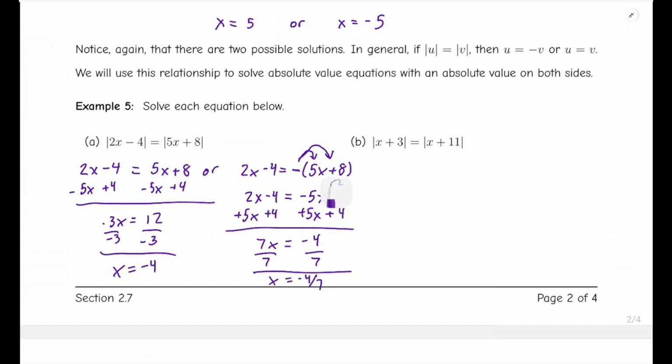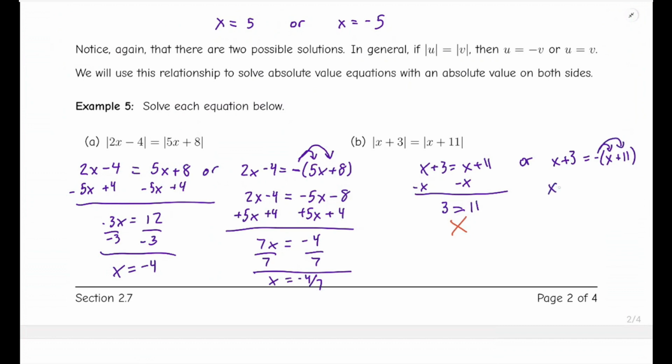And now for part B, it already is two absolute values. So I'm going to go x plus 3 equals x plus 11, or x plus 3 equals negative (x plus 11). Well, here, when I subtract x from both sides, we get 3 equals 11, which is not true. So we get no solutions from this equation. Doesn't mean there's no solution overall. We still have to solve this one.